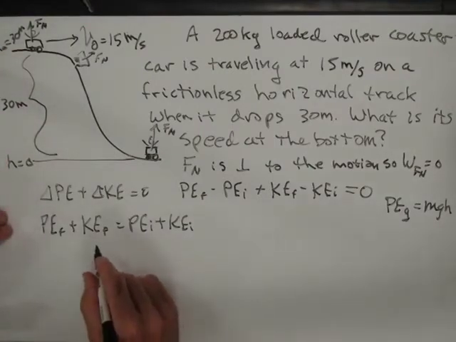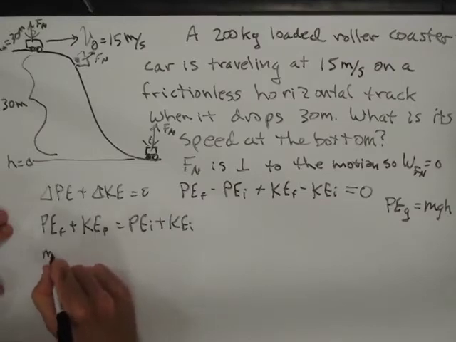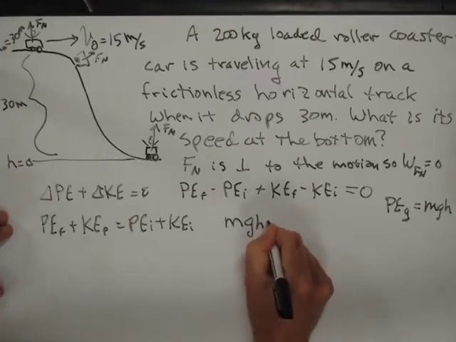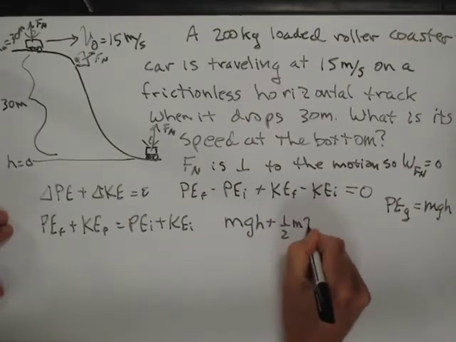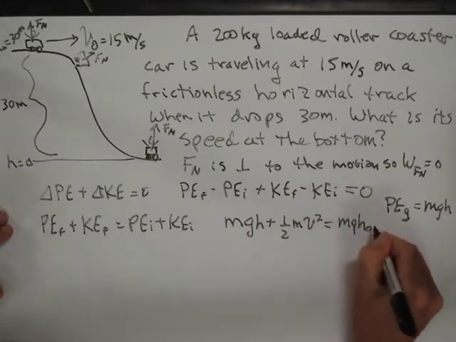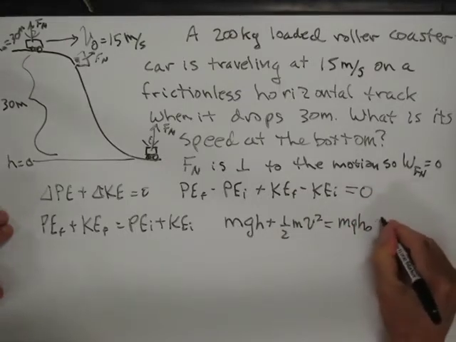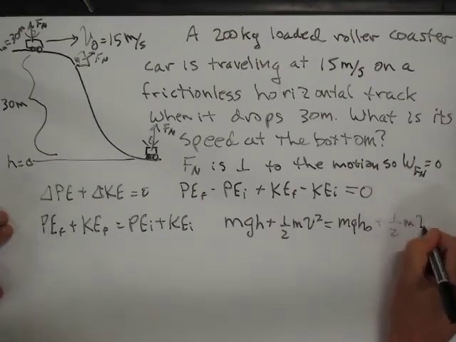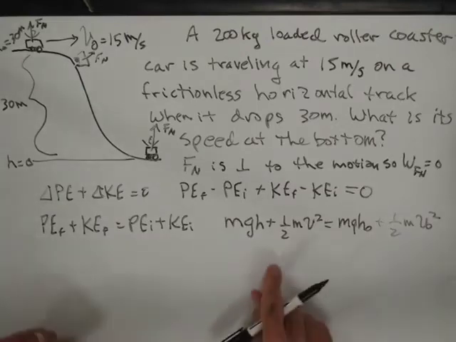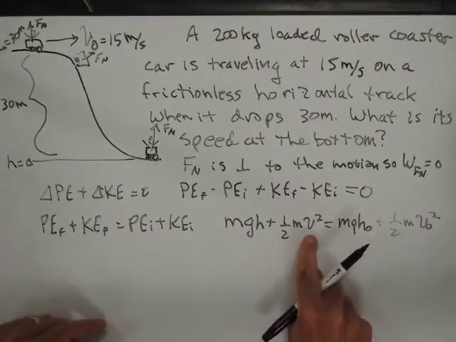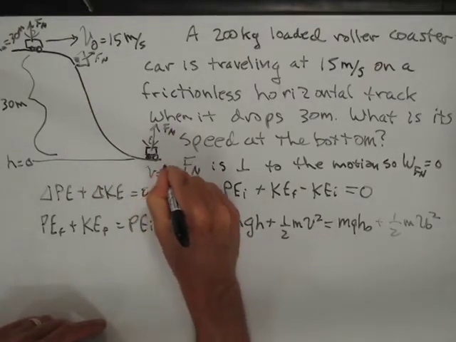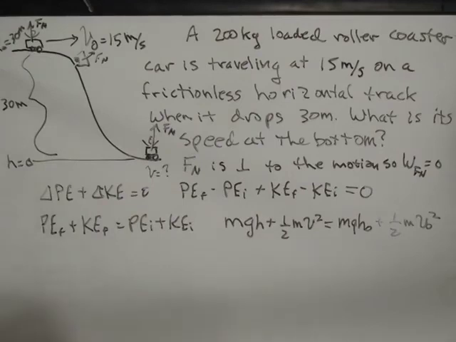And so this equation becomes mgh plus 1/2 mv squared is equal to mgh naught plus 1/2 mv naught squared. And so the thing I'm looking for is this v, because that's my v at the bottom. I have v naught at the top. V equals question mark right there.